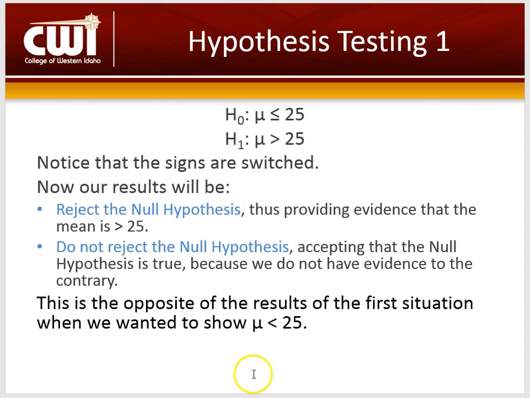The first way we set up the problem would give us a weak conclusion if we found the mean to be greater than 25. So we switched the signs. Now our results will be either reject the null hypothesis and have evidence this vice president's statement is true, or do not reject the null hypothesis and accept that we do not have evidence the vice president's statement is true. This is the opposite of the results of the first situation.